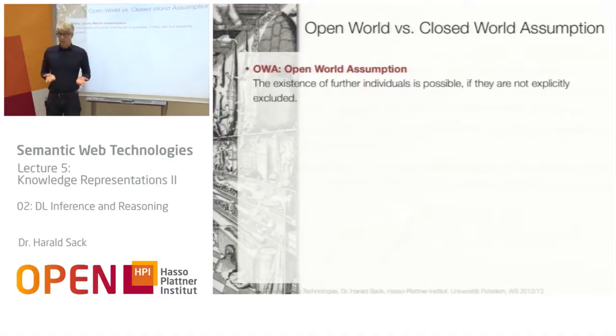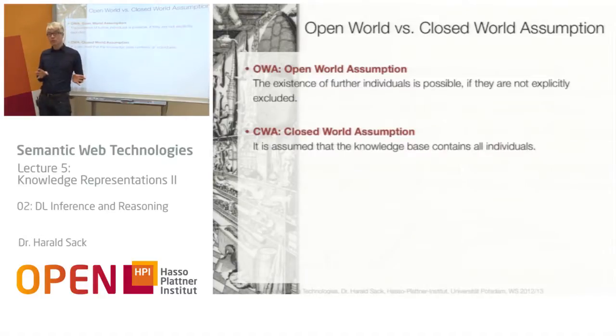Let me give you an example. For an open world assumption, the existence of further individuals is always possible if they are not explicitly forbidden or excluded. In the closed world, it is assumed that the knowledge base always contains all individuals. So if there's no knowledge about an individual, this individual doesn't exist.